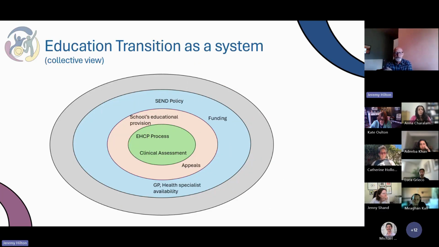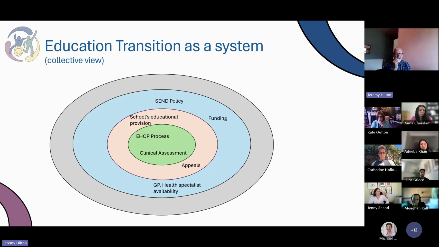So I put a few points down there that are not necessarily correct or complete. But if we're saying, within education transition to the system, we've got the EHCP process, and you've got clinical assessments. That's one thing. But it has to work with schools' educational provision or appeals, which is not part of the transition itself, but is structurally coupled to it.